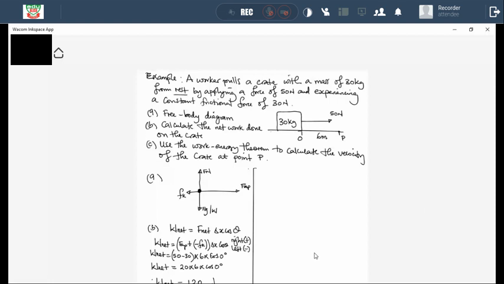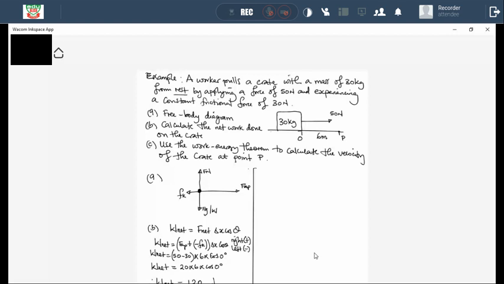So WNet is 120 joules. I hope you can see clearly there. I pray that you can see there. If you use your calculator, you can see that it is 120 joules. Please take note of that.